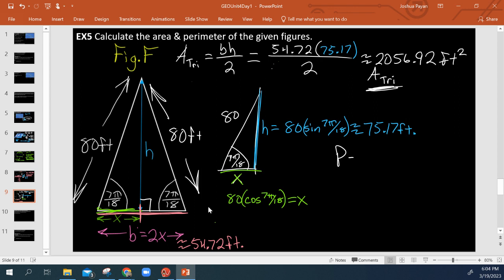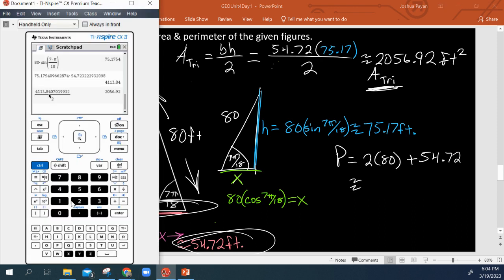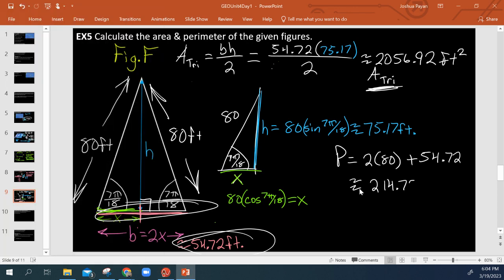Okay, and now we just need the perimeter. Well, the perimeter is going to be equal to 80 plus 80. So I'm just going to say 2 times 80 for a shortcut, plus the length of our base right here, which was 54.72. Okay, so 2 times 80, I know that's 160, plus the 54.72. Go up here and find it, copy and paste. 214.72. And that would not be in feet squared, that would just be in regular linear feet.